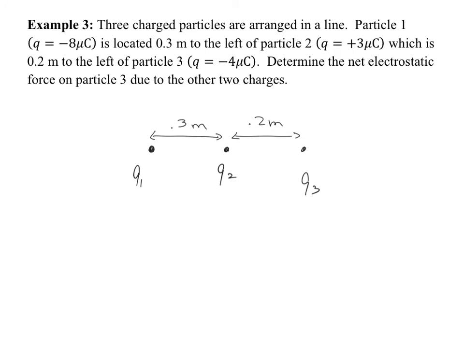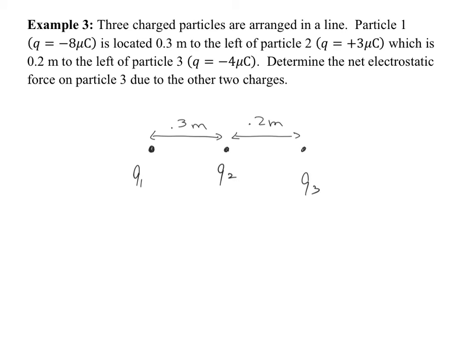So let's go over this diagram because I find that this could be the most difficult part for some students. It's coming up with the scenario. Again, three charged particles in a line. Particle 1 is 0.3 meters to the left of particle 2. Look at this part of the diagram. That demonstrates that perfectly. Particle 2, which itself is 0.2 meters to the left of particle 3. So that's physically what we have here in this setup.